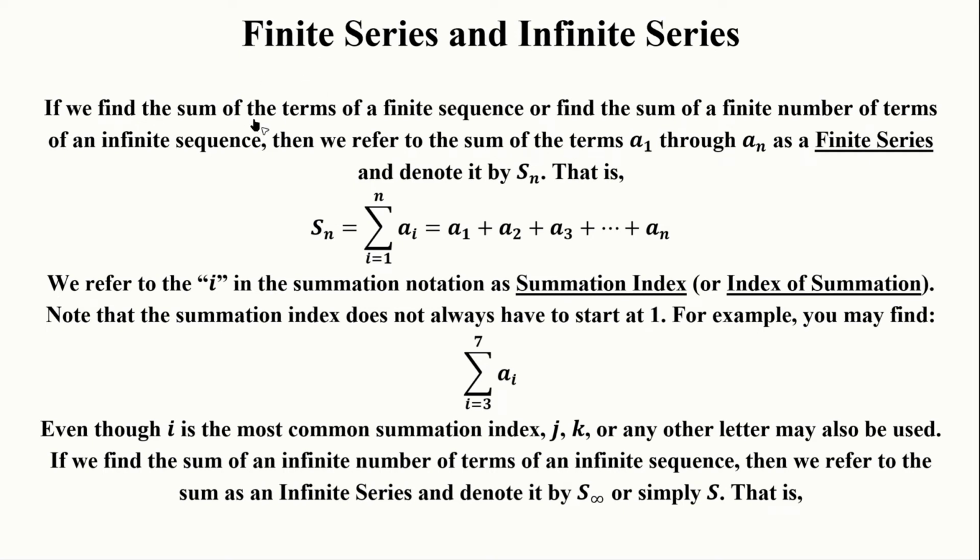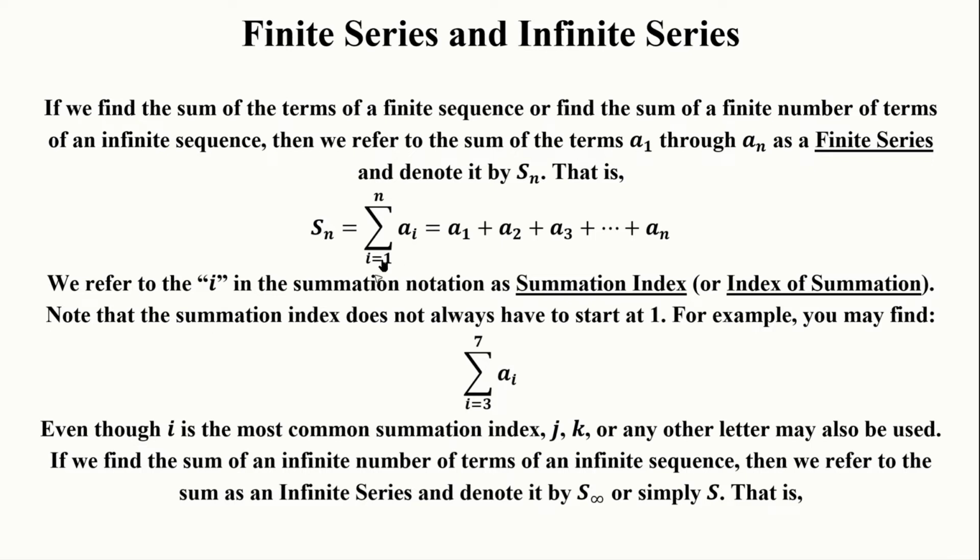Now, if we find the sum of the terms of a finite sequence, or find the sum of a finite number of terms of an infinite sequence, in either case, so we may deal with just a finite sequence, or we may just pick a finite number of terms from an infinite sequence. In either way, when we look at such a sum of a finite number of terms, we call the associated series a finite series, and we denote it using the notation capital S and then subscript n, so Sn. That is, when we say Sn, we mean the sum from I equals 1 to n of ai.